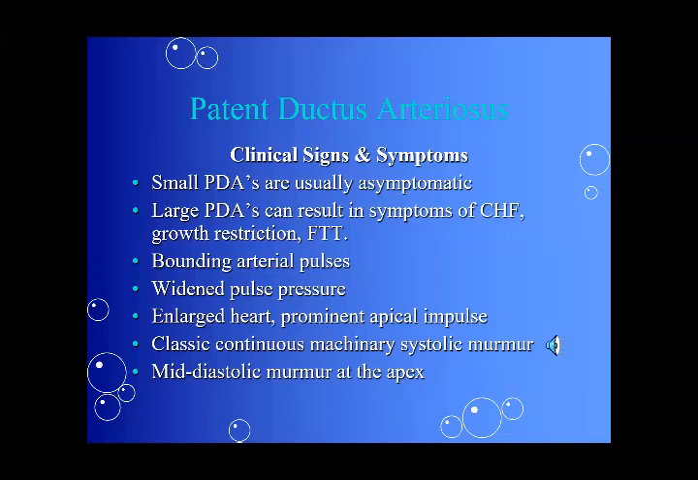The patient usually has bounding arterial pulses. It is also called a collapsing pulse. There is widening of the pulse pressure. The patient usually has cardiomegaly and a large heart with a prominent apical impulse. A classical continuous machinery murmur is seen. It is called a classical machinery murmur because it has a component both in systole and diastole. A mid-diastolic murmur can be heard at the apex. It is due to the large amount of blood that is shunted across the mitral valve.